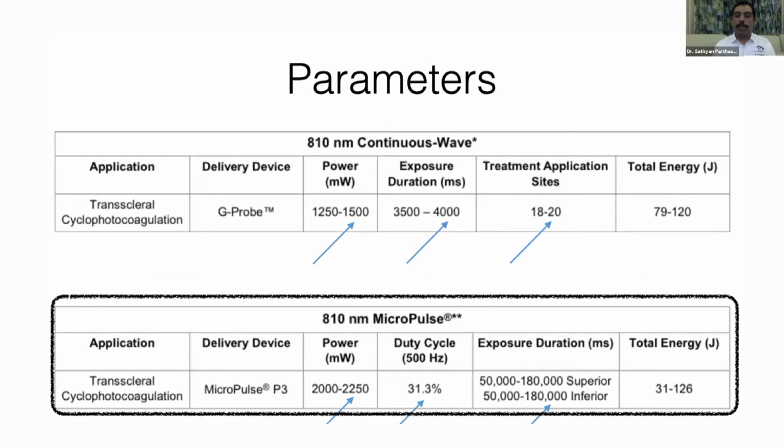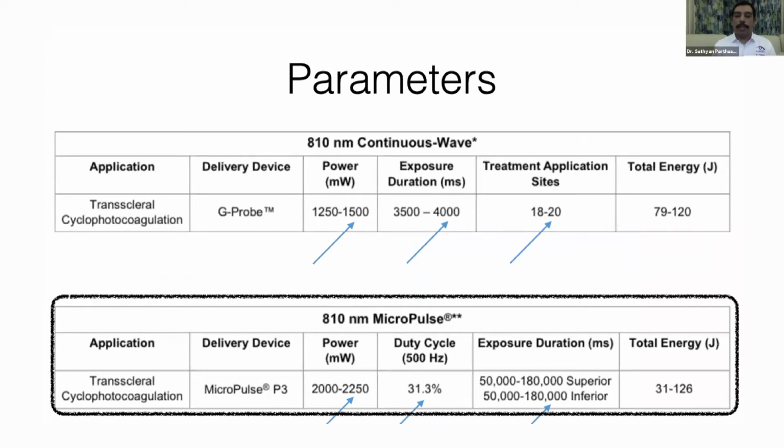The power setting is 2000 milliwatts. Those with a little more experience, or where you want to do repeat procedures, can set it around 2250, but otherwise 2000 milliwatts is the power, with a duty cycle of 31.3. We'll see that a little later.